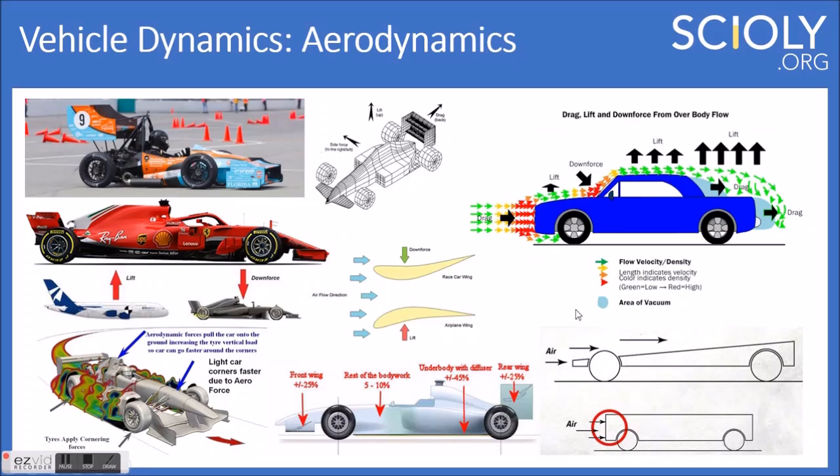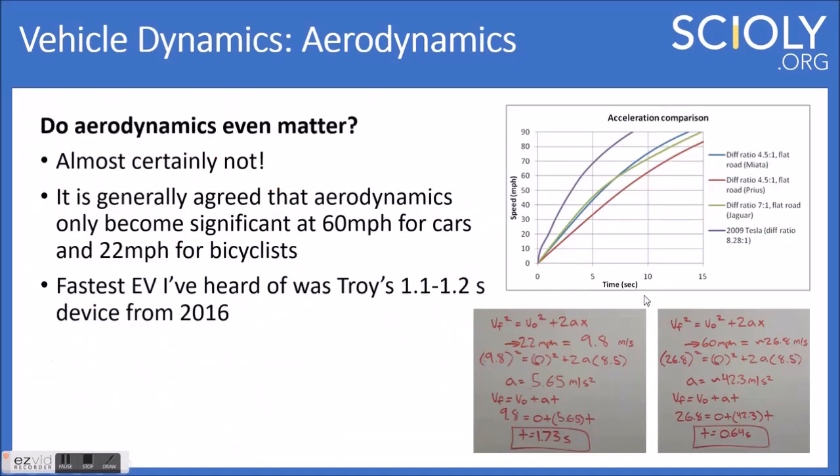So the real question becomes, does this even matter? I mean, nobody really talks about aerodynamics when they're talking about Science Olympiad Vehicle Events. And the answer to that is almost certainly not. They very rarely matter. As a little demonstration, cars are typically said to have significant aerodynamics at 60 miles per hour, and bicyclists claim that 22 miles per hour is when they start to see the contributions of aerodynamics.